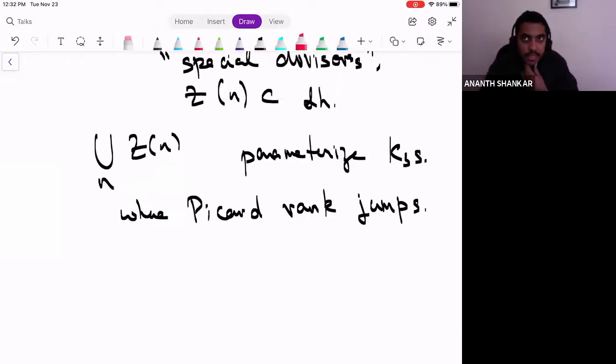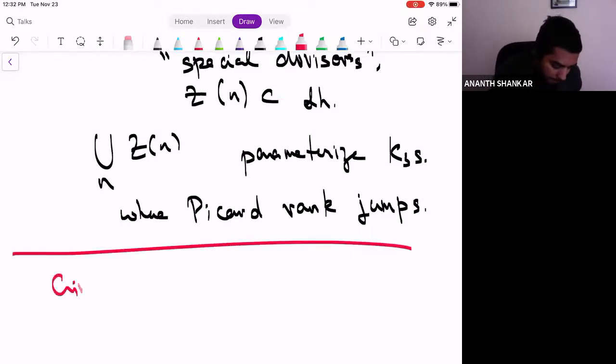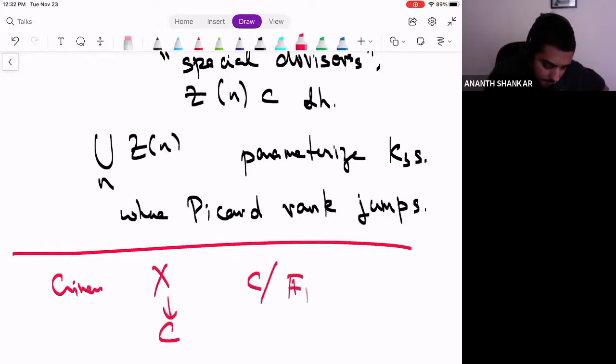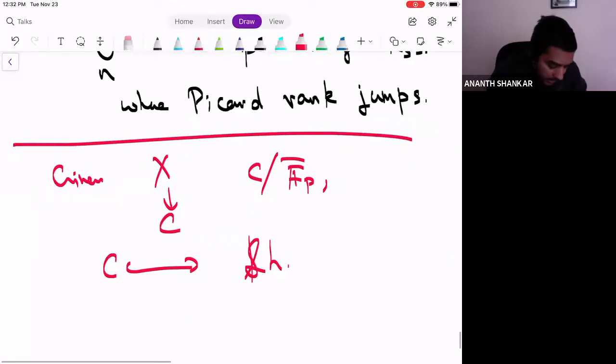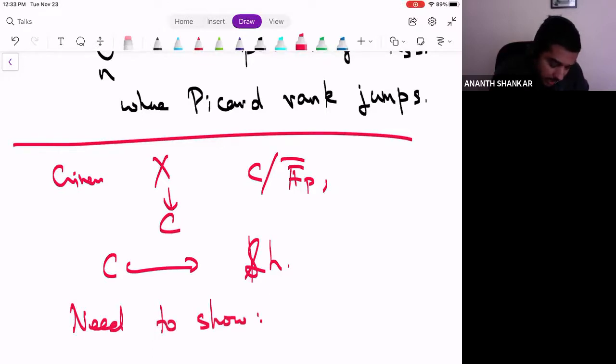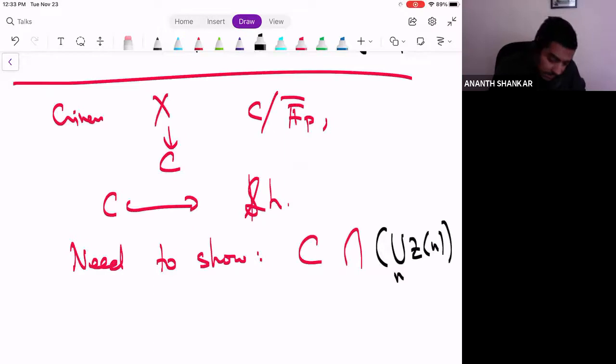So for now let me just talk about the function field case. Given a family of K3 surfaces over a curve, where your curve is defined over F_p bar, that gives you an embedding of your curve inside your Shimura variety. And what we need to do is show that if you intersect your curve C with this infinite union of divisors, you get infinitely many different points of C.